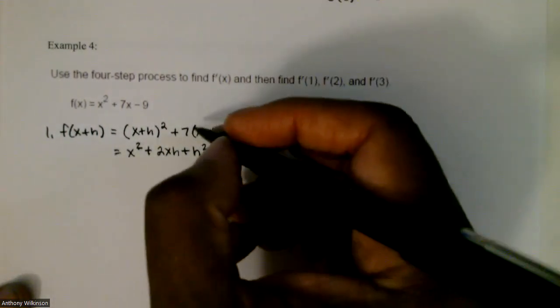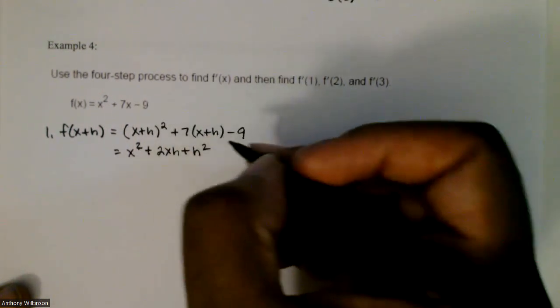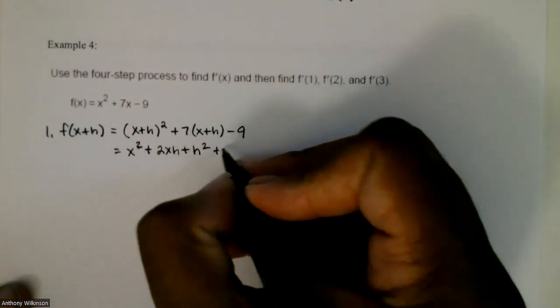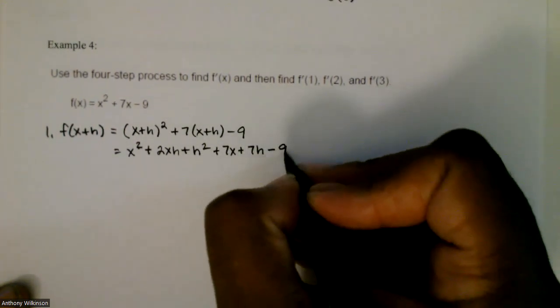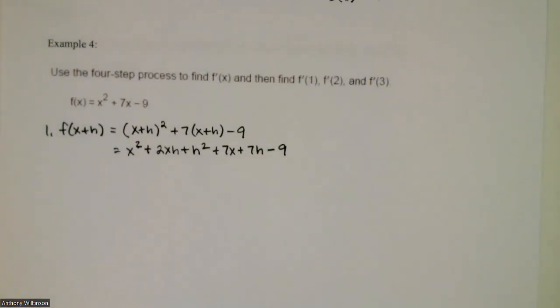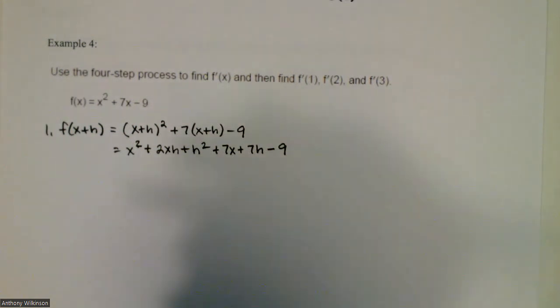And then next, I'm going to distribute the 7 over the x plus h. I will get plus 7x plus 7h minus 9. And I don't have any terms to combine in this case. So this is what f of x plus h will be: x squared plus 2xh plus h squared plus 7x plus 7h minus 9. That's step number 1.